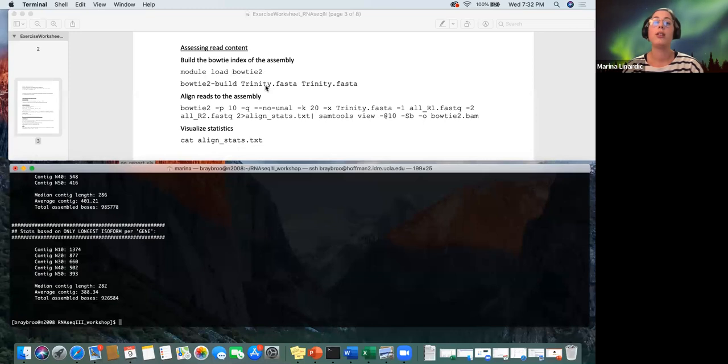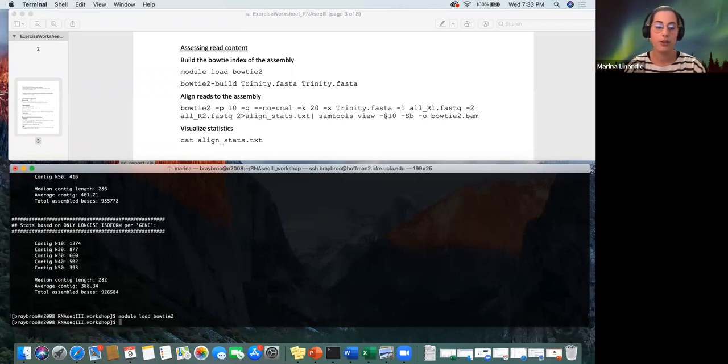We need to load the Bowtie module first, which is inside Hoffman already. So that's easy. We just do module load bowtie2, enter, and now it's loaded into our path. And the next thing we do is build the index. So this is the command, bowtie2-build, Trinity FASTA. The first one is our assembly, and the second one is the index.